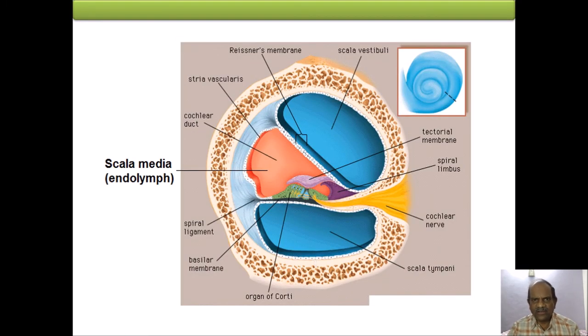This is the important thing which I had told you, where this organ of Corti is situated across the basilar membrane. Now this part, just for your information, is called the limbus, or what we call the spiral limbus, and this is the movement of the tectorial membrane over the hair cell, that you will understand in the further figure.